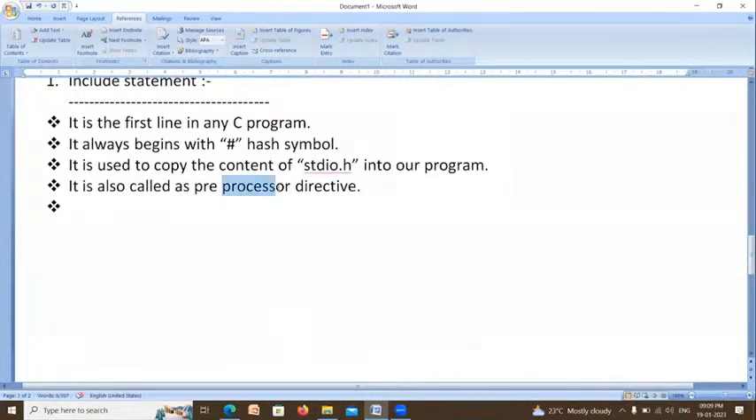Processing means execution. So preprocessor means it will be executed before the main method, that means at compile time. It will be executed at compile time.